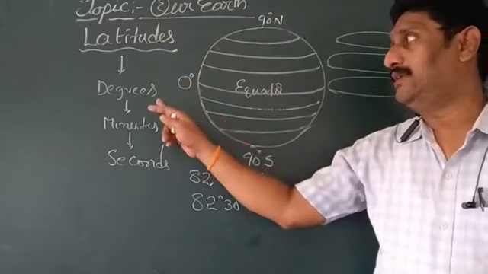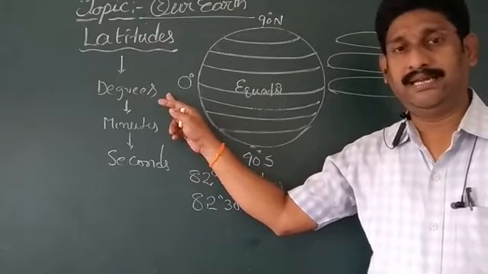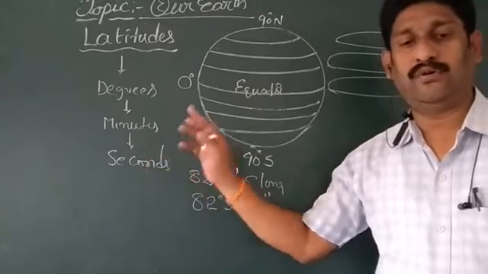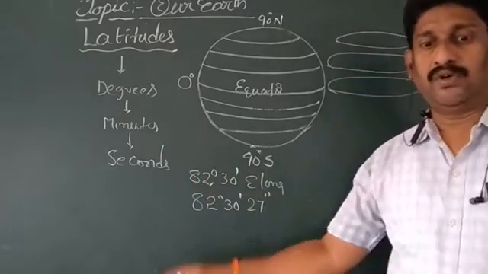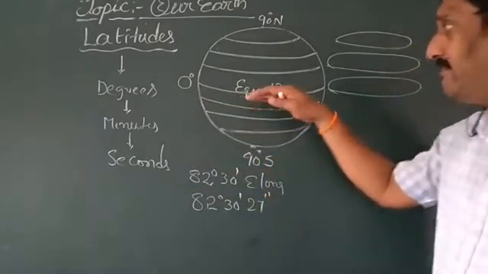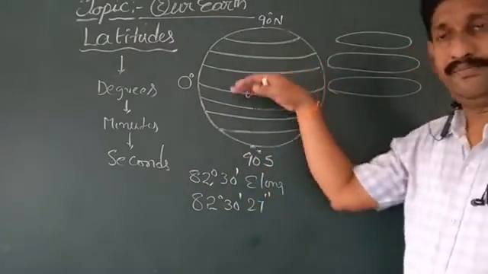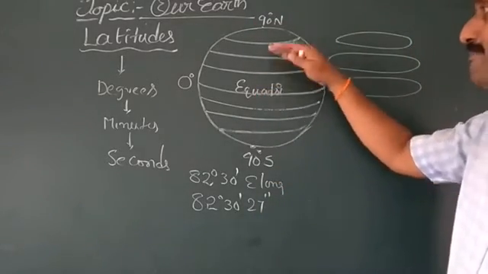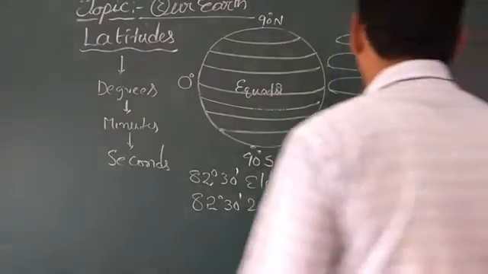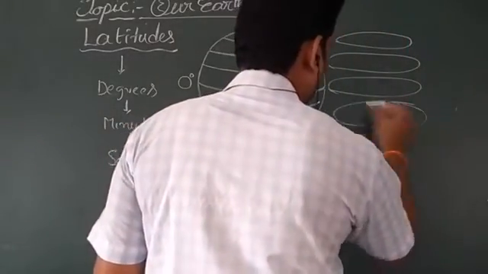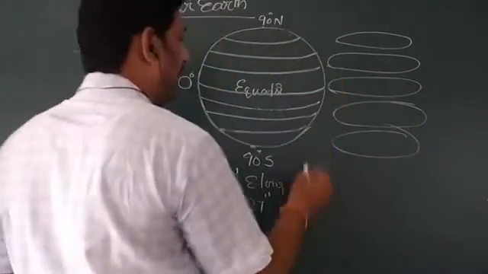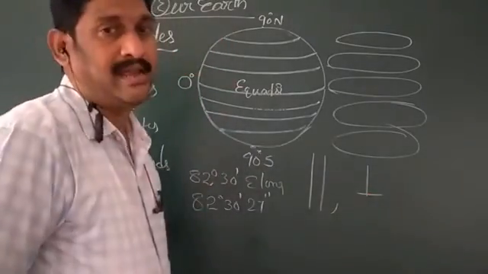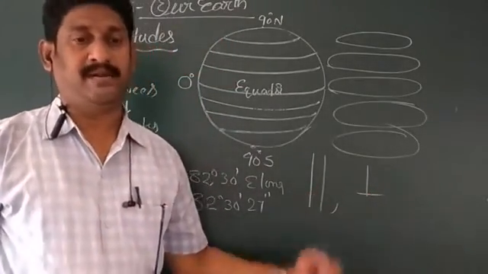And these latitudes are again divided into degrees, degrees into minutes, and minutes into seconds. So from the equator, whenever we go towards the North Pole and South Pole, we can find that these are parallel circles. That means like this, you can find parallels. Already you have an idea, I think. These are the parallel lines. This is the perpendicular line. You already studied in our mathematics.